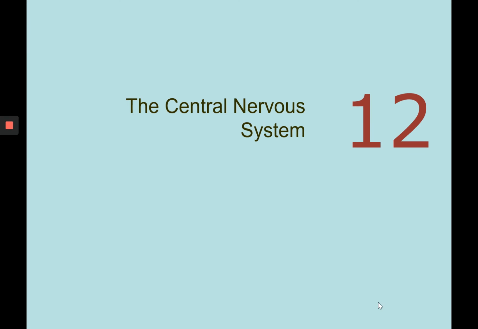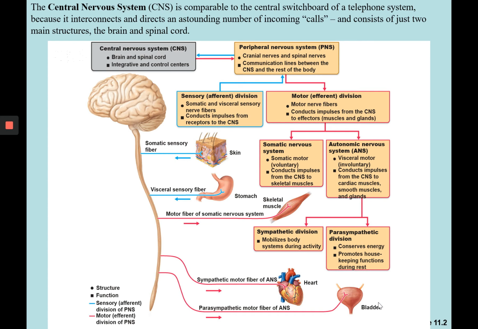Today we're going to look at the central nervous system. The central nervous system consists of the brain and spinal cord. They're the primary integrators for the nervous system in general, and are comparable to a central switchboard of the telephone system. It receives incoming sensory signals, decides what to do with that information, and sends out the appropriate motor outputs. So we can really think of it as a central switchboard.